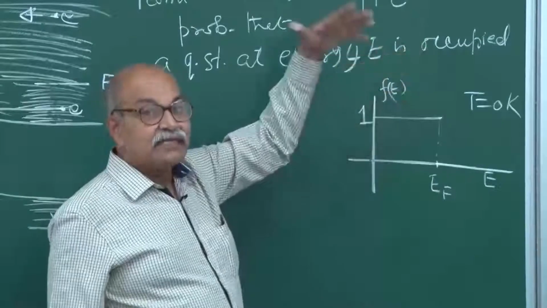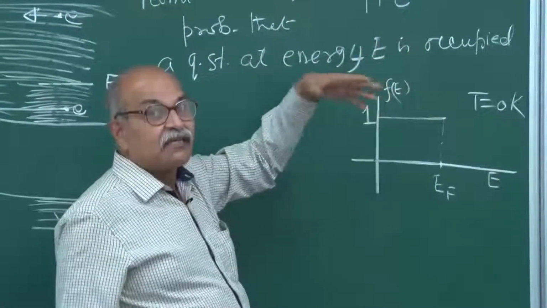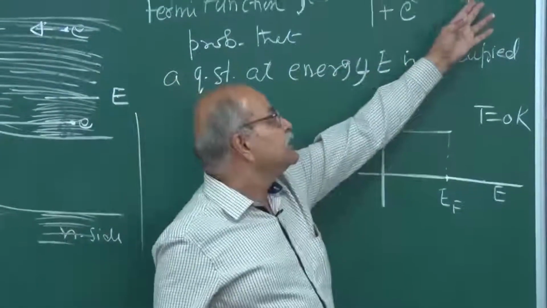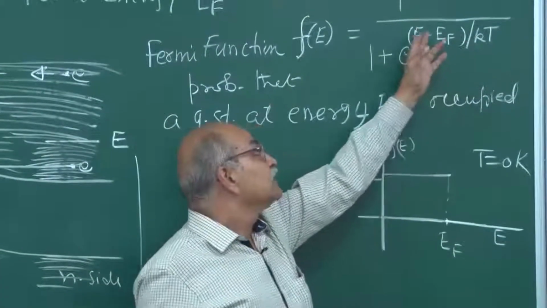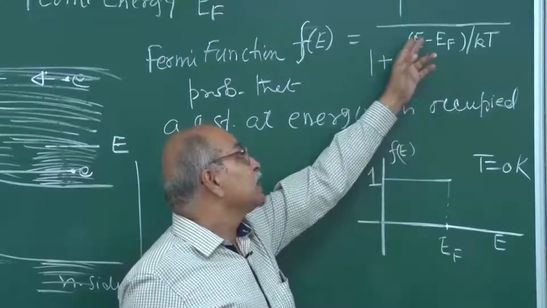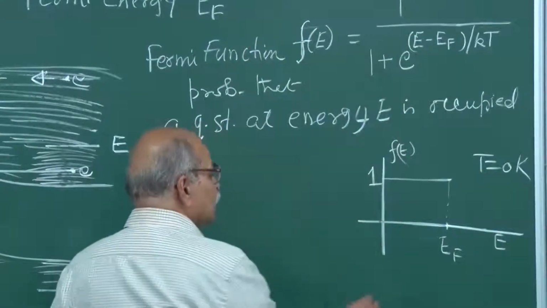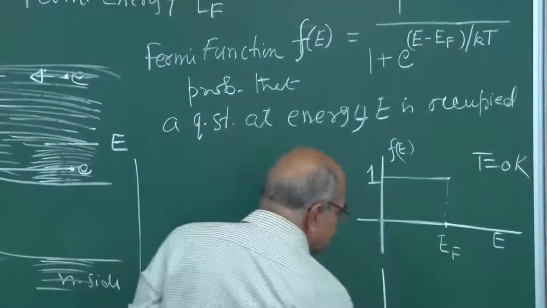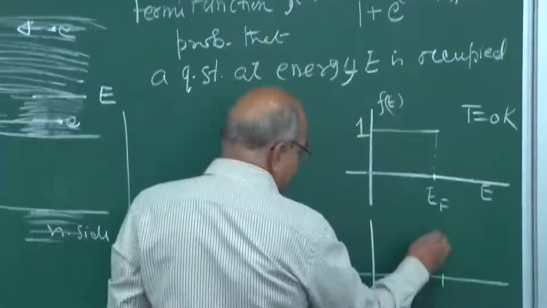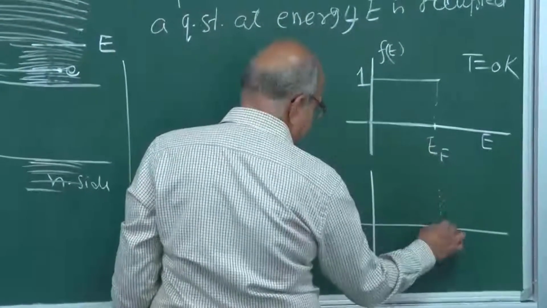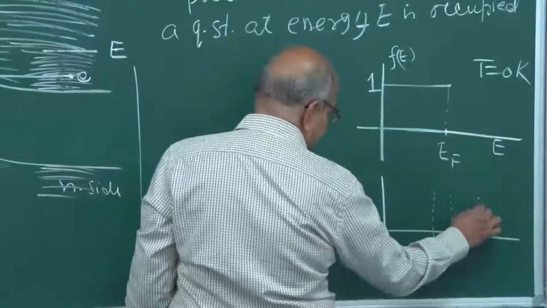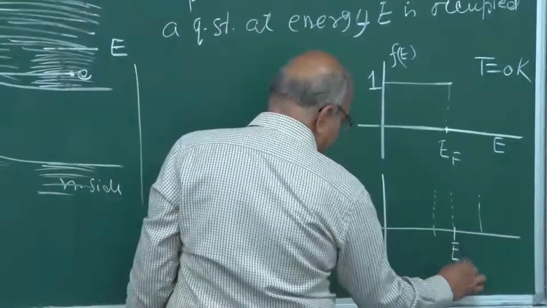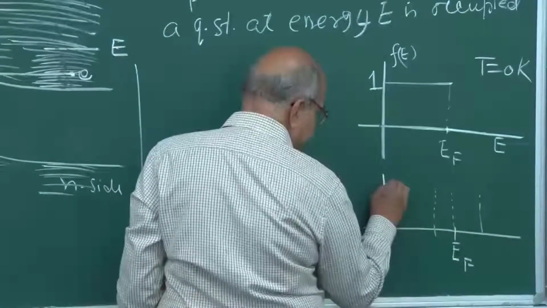But if you raise the temperature, say to room temperature where kT is 0.026 electron volts, and you have some EF and at some energy you are asking, what will happen? This gets modified, but still the modification is close to this EF only. So if this is EF, then the function looks like this.